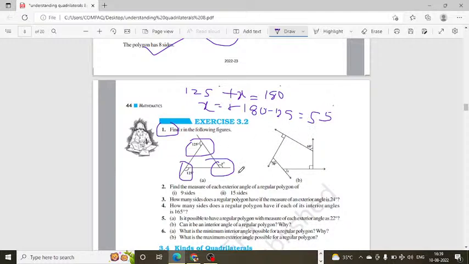Now we have found the value of x, this one. Okay, now we will see, as it is forming a linear pair, we have to take another alphabet, that is, 125 plus n is equal to 180. So the value of n will also be 55. So both values will be 55. Now we know that the exterior angle is equal to the sum of the opposite interior angles. So the exterior angle will be 55 plus 55. That will give you 110.